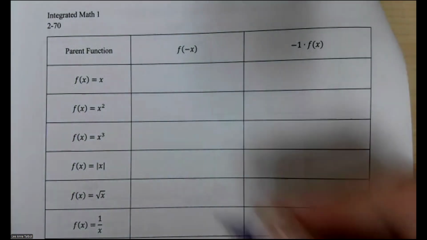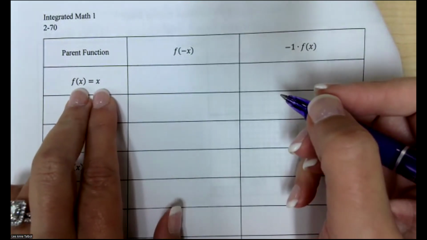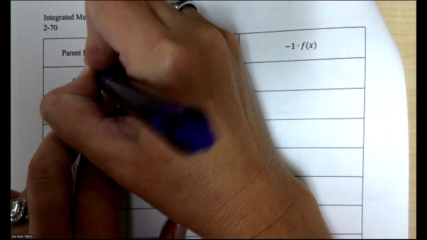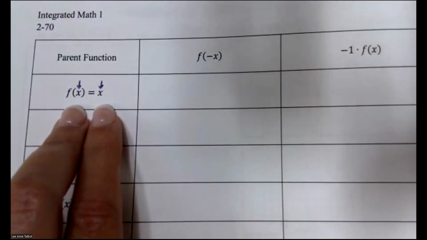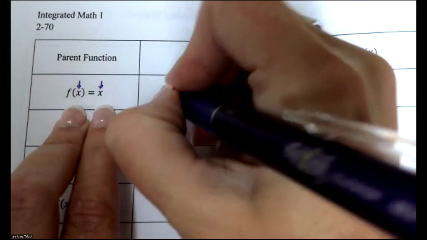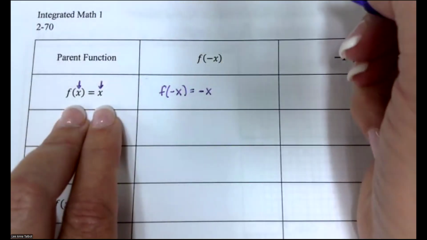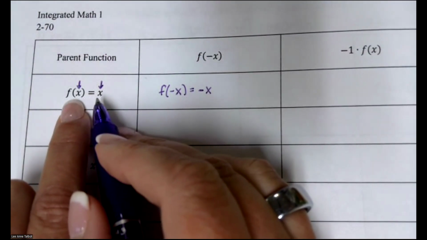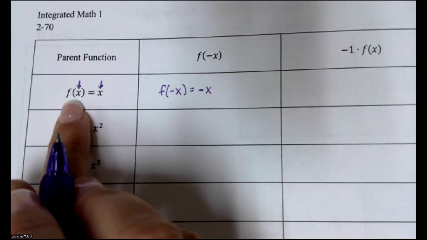Okay, so f of negative x. What we're going to do is take each one of these and take all of the x's and replace them with negative x's. Okay, let me say that again. I'm taking all of the x's in my parent function and replacing them with negative x's.